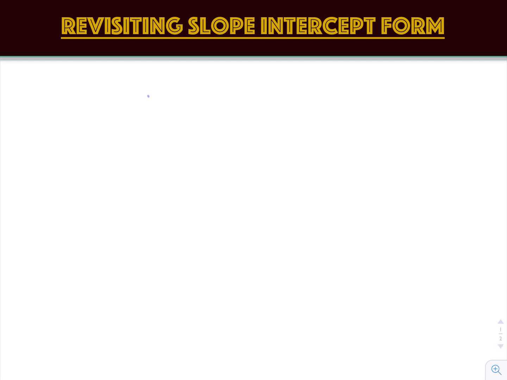Slope-intercept form uses the equation y equals mx plus b, where b is the y-intercept and m is our slope. Think about slope as the growth on a line, and the y-intercept almost as a starting place.